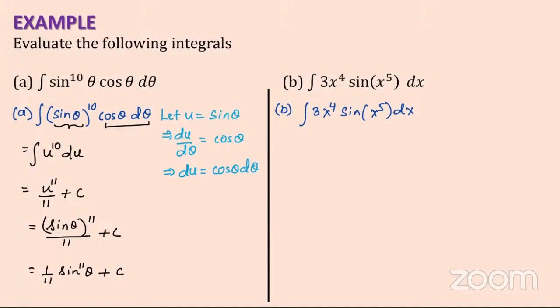Okay, so this is how we can do it. Let me pull that 3 out. If I pull that 3 out, it will be x to the 4 sine x to the 5 dx. By pulling that 3 out, I have not changed anything.